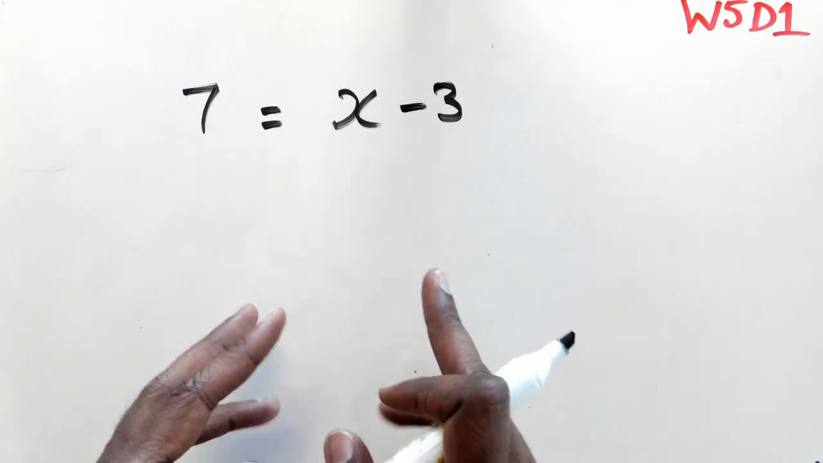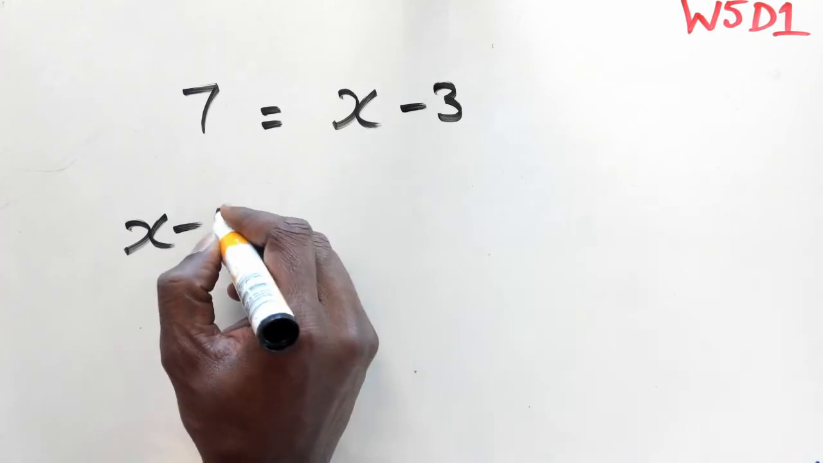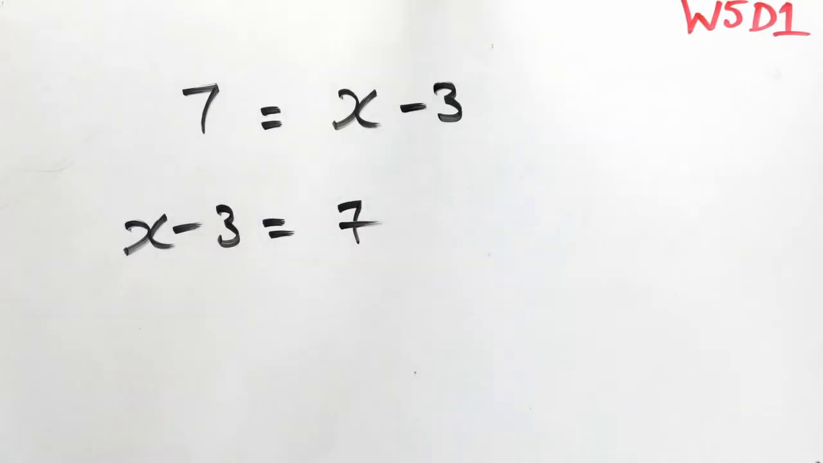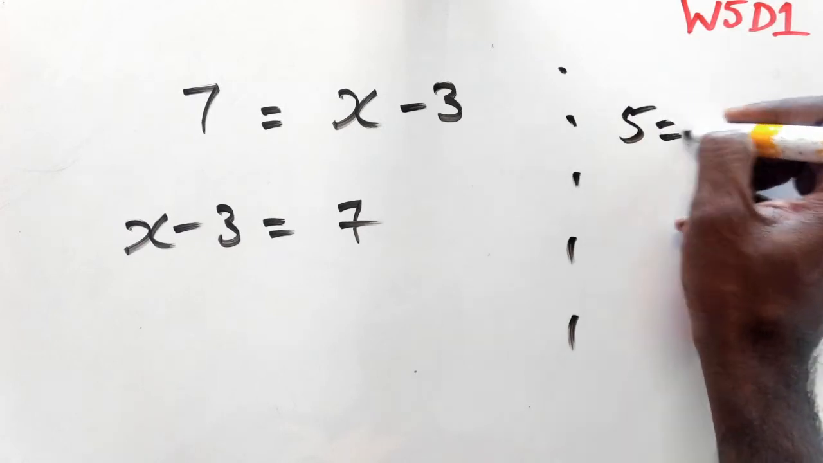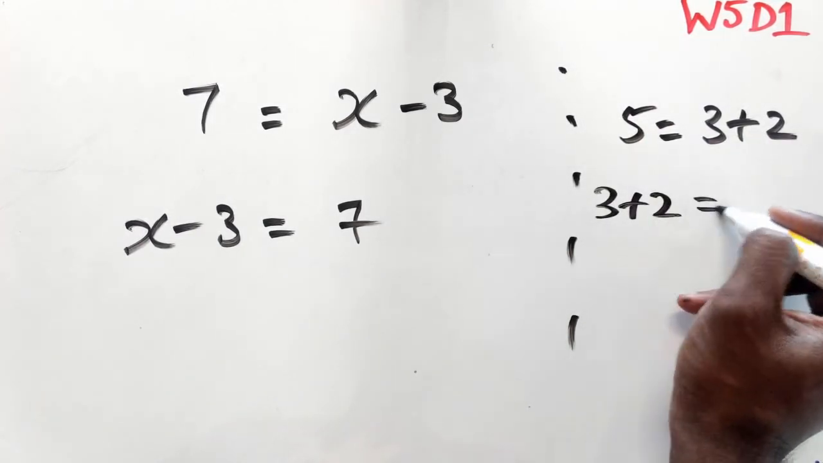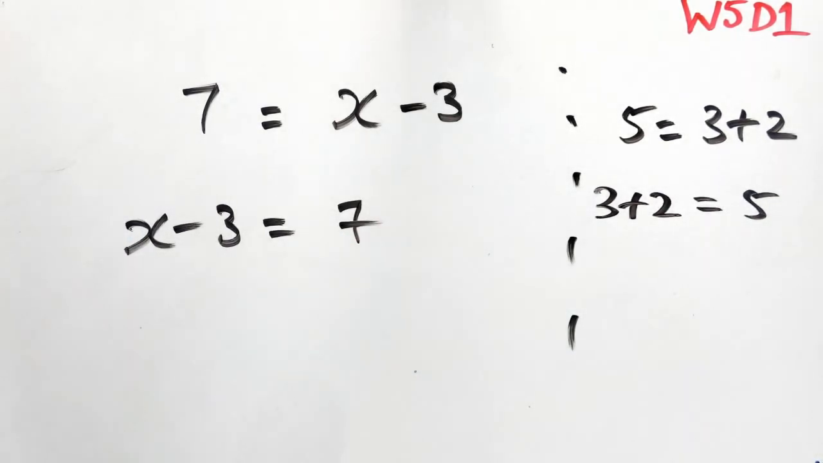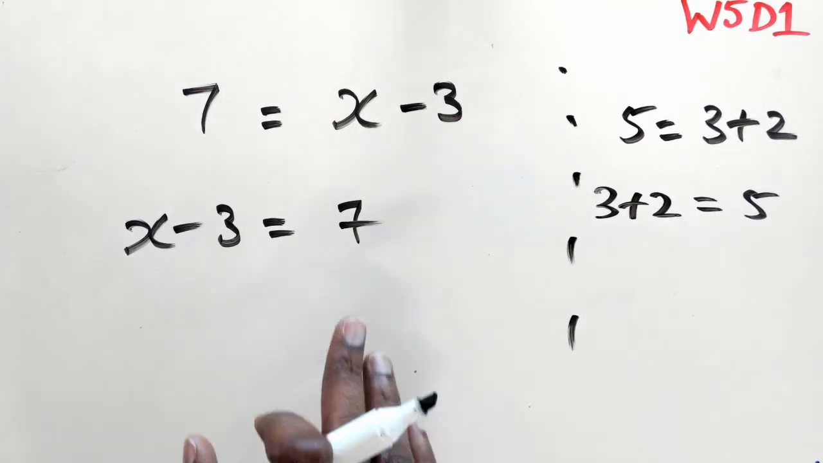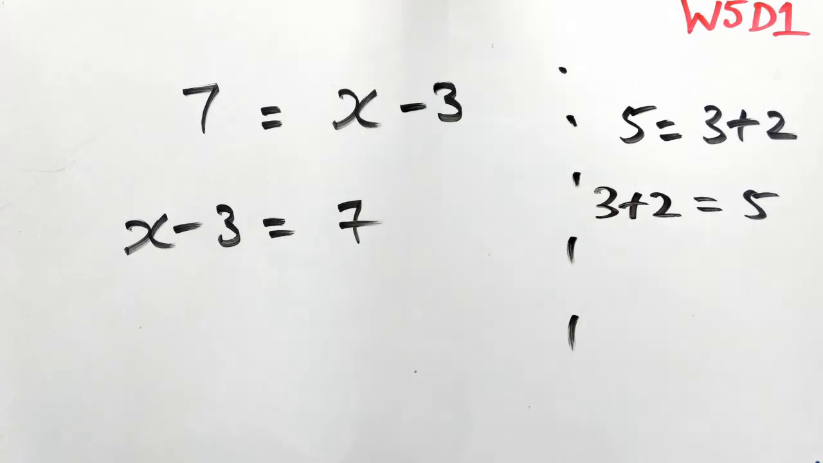Just remember, if 7 equals x minus 3, you can rewrite this as x minus 3 equals 7. Think about it: if you have something like 5 equals 3 plus 2, we can say that this is the same thing as saying 3 plus 2 equals 5. So you're just literally switching everything on the left-hand side to the right-hand side and the right-hand side to the left-hand side.